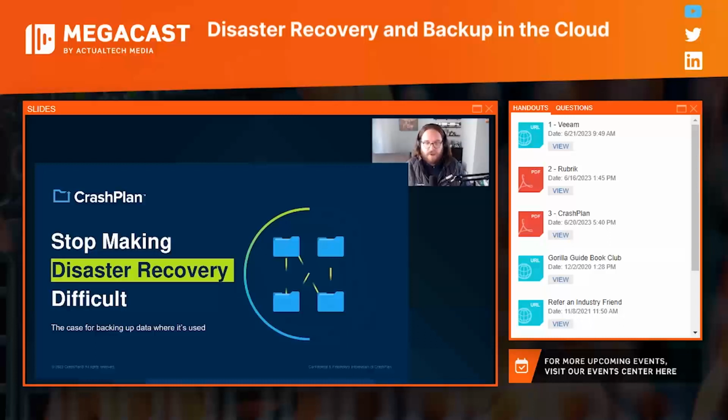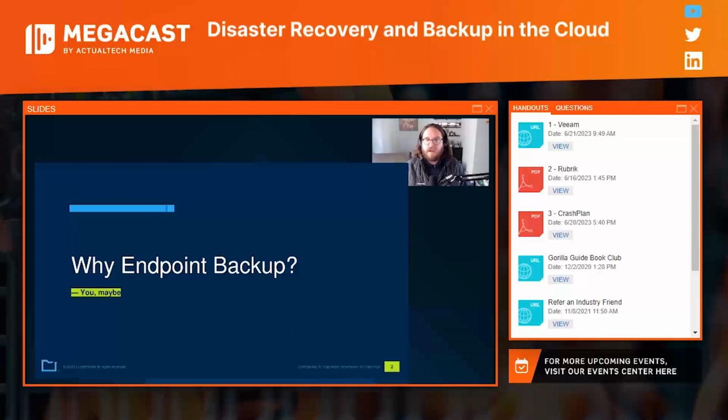A lot of the time, this is the first question that we will get when we start talking about what it is that we do here at CrashPlan. Why is endpoint backup important? We'll go through some of the ways that folks believe that they are protecting their endpoints and protecting the data on their endpoints in an upcoming slide. But right now, we need to talk about why is the endpoint still important in 2023?